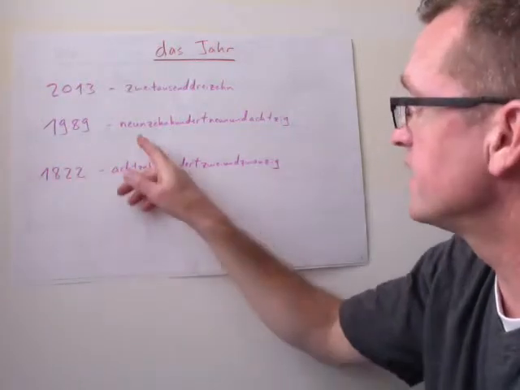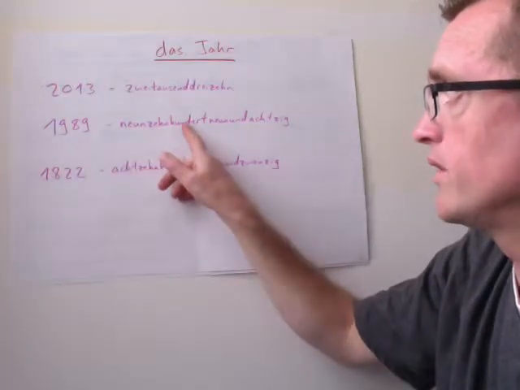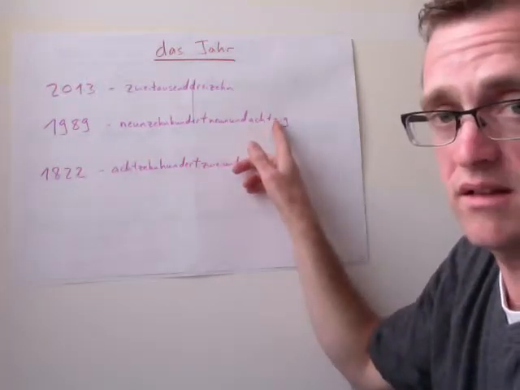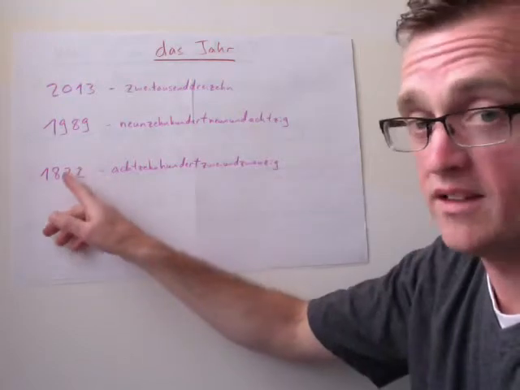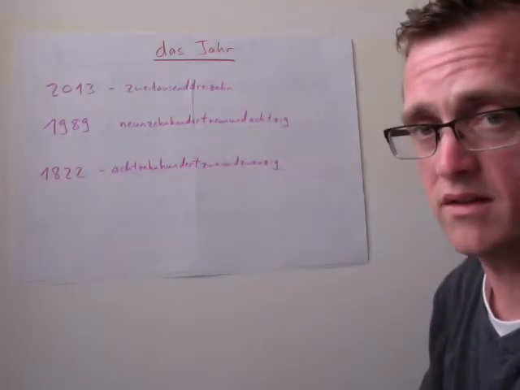1989. We're going to change that to 1900. We're going to put the 2 numbers together. 1989. If it were 1822, 1822.